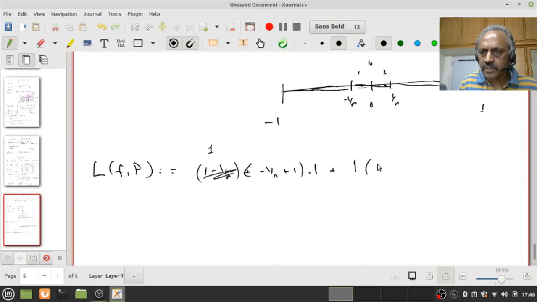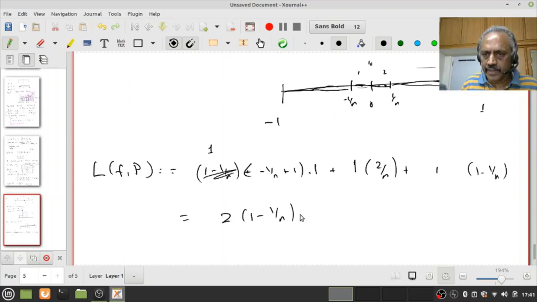What is the length of this interval? This is again for the same reason, the length of the interval is 1 minus 1 by n. And what is the length? The small l, yeah, mi. Okay, what is the infimum or the GLB of the function here? It's a constant here, which is 1. Are you following? Therefore, the lower sum is going to be 1 minus 1 by n, okay, 2 into 1 minus 1 by n plus 2 by n.